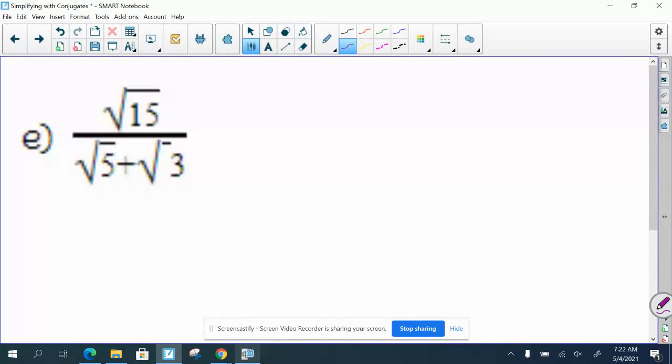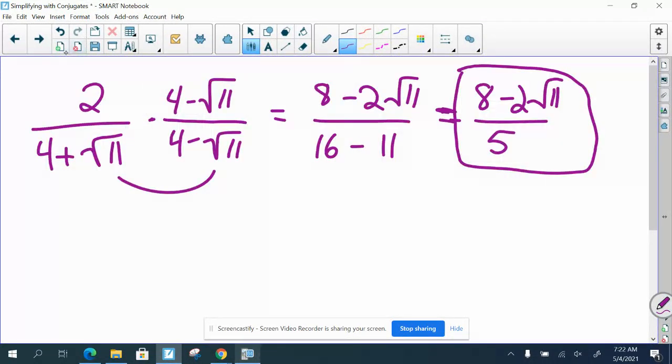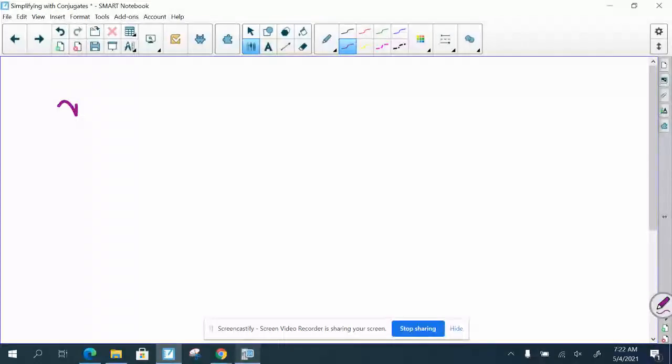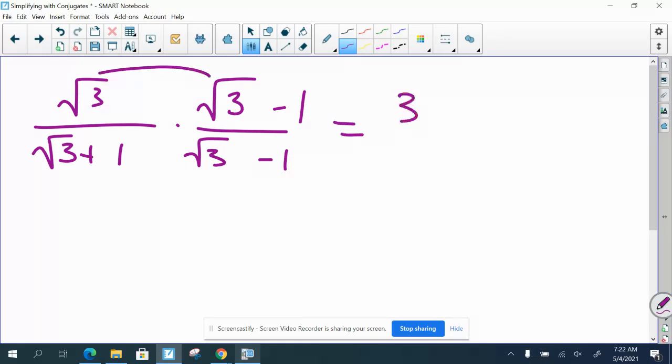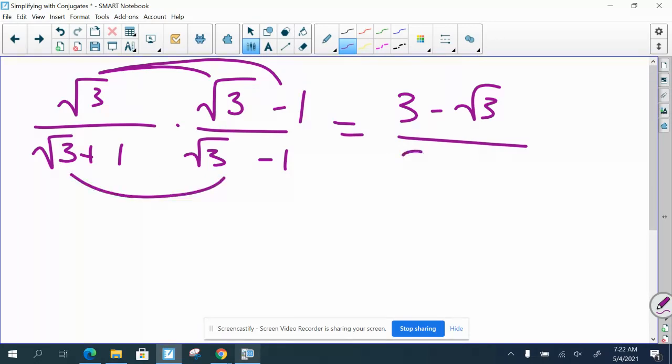Okay, so we're just going to do the next example from the notes. Square root of 3 over square root of 3 plus 1. So here I would multiply by the conjugate, square root of 3 minus 1 over square root 3 minus 1. So this turns into, distribute, so 3 minus the square root of 3, because square root of 3 times 1 is just the square root of 3. And then the denominator, if you FOIL, turns into a 3.